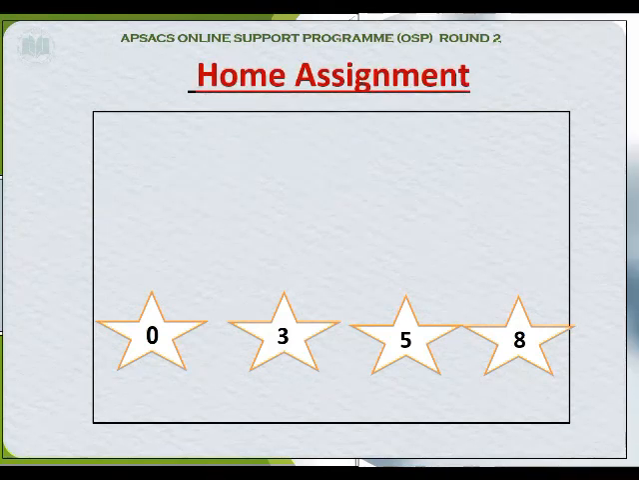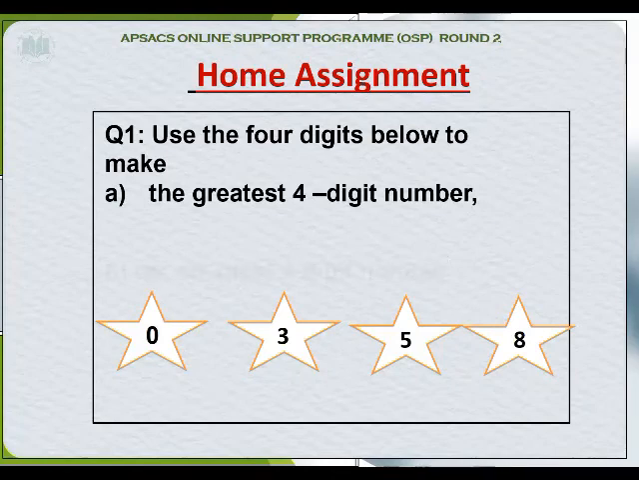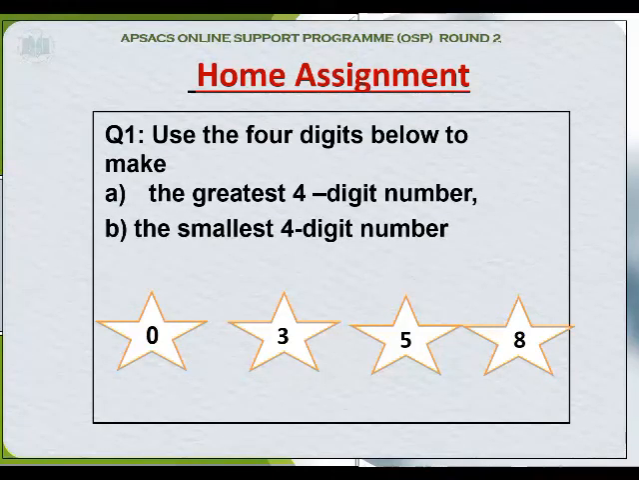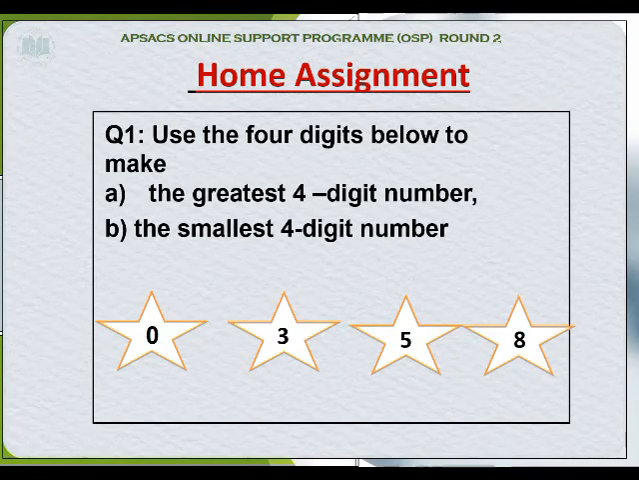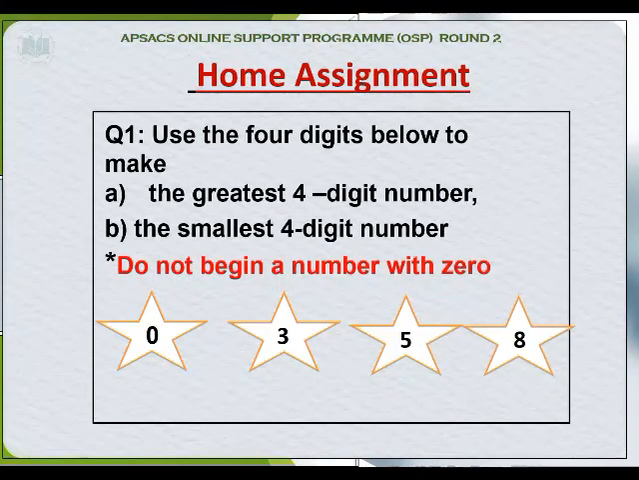Last but not the least, I have one homework for you. So question is, use the 4 digits below to make the greatest number and the smallest number. Now here are the 4 digits given below: 0, 3, 5 and 8. With the help of these digits, you have to make the greatest 4-digit number and the smallest 4-digit number. But students, do not begin a number with 0.